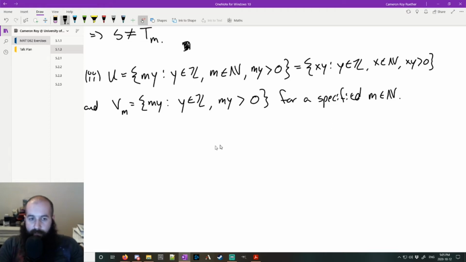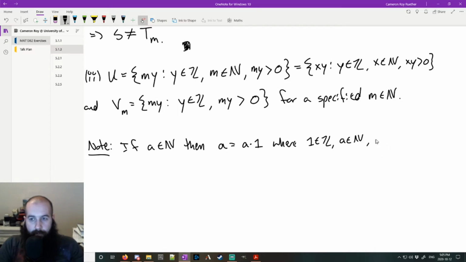We can further simplify U, so note, if a is a natural number, then a is equal to a times 1, where 1 is an integer, a is natural, and a times 1 is greater than 0 because a is natural. So a satisfies the conditions to be in U.